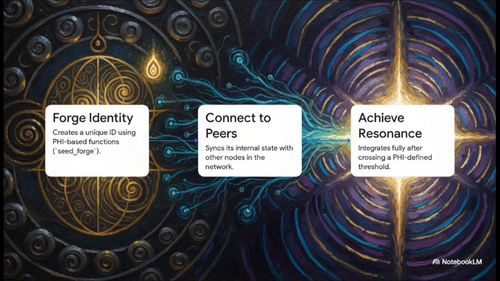So, how does a new neuron join this hive mind? Well, it's this cool three-step process. First, it forges a unique identity for itself, using functions based on, you guessed it, phi. Then, it connects to other nodes and starts syncing up its internal state. And finally, it enters a state of resonance, where it basically monitors itself until it's vibrating, mathematically speaking, at the same frequency as the rest of the hive. At that point, it's fully integrated.